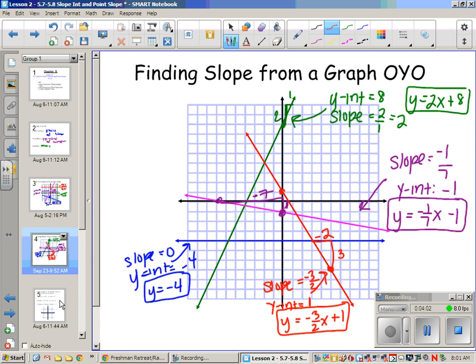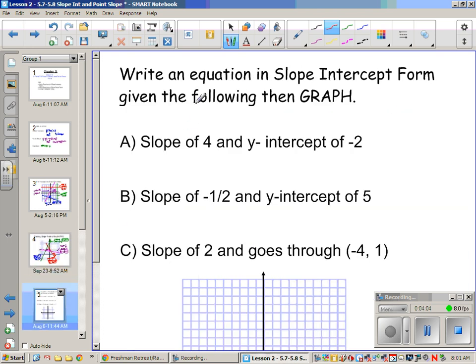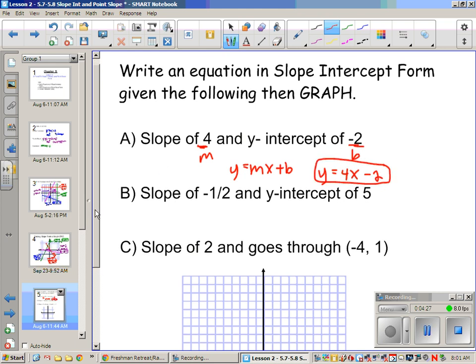Now we're going to practice graphing and writing equations from words. So this one says, write an equation in slope-intercept form given the following graph. So I have a slope of 4, that's my m. I have a y-intercept of negative 2, that's my b. So when I see the equation y equals mx plus b, I know that m in this case is 4. So I write 4x, and I know that b is negative 2. So there's my equation. So now I'm going to go down here and graph that.